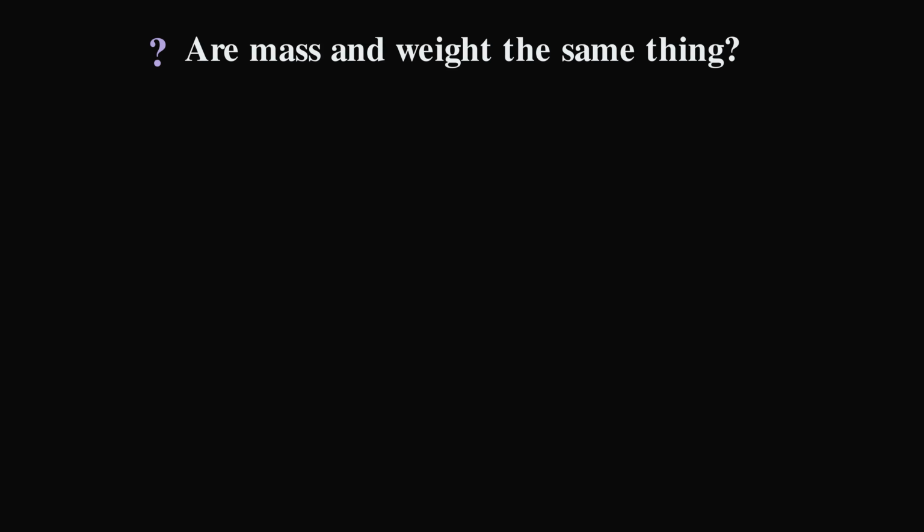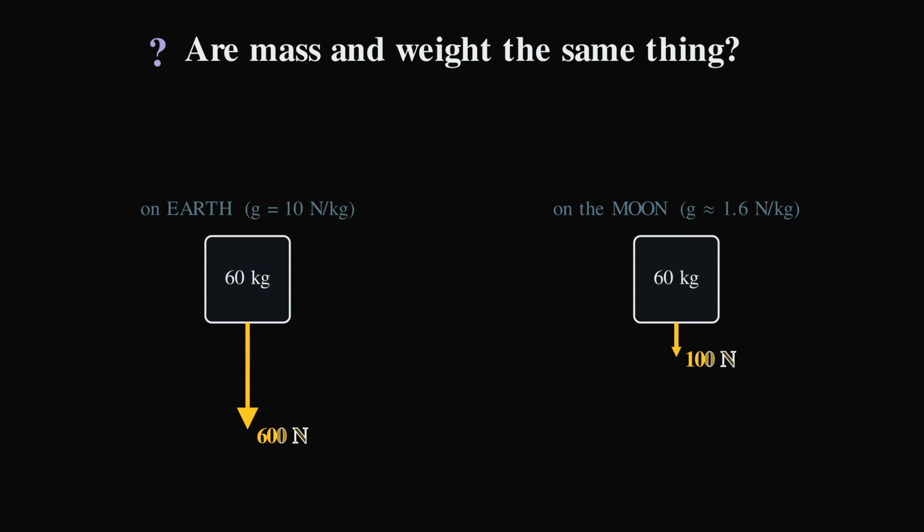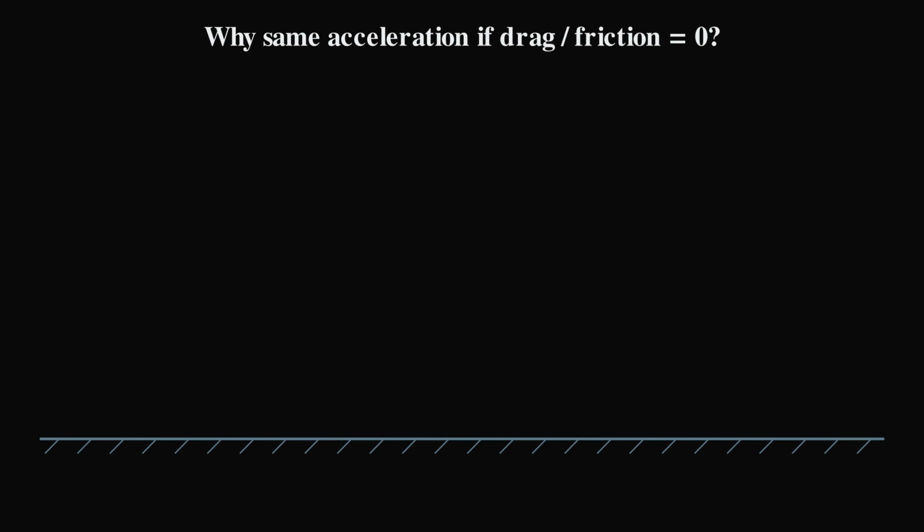Are mass and weight the same thing? No. Mass is amount of matter, the same everywhere. Weight is the force of gravity, W equals mg, it changes with place. Same 60 kilograms on Earth and on the Moon, but 600 newtons versus about 100. Same mass, different weight. Why the same acceleration if drag and friction are 0?